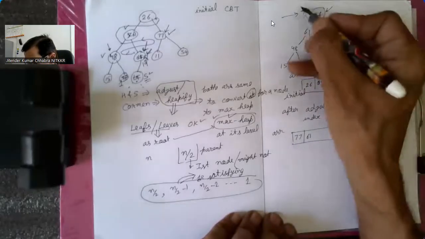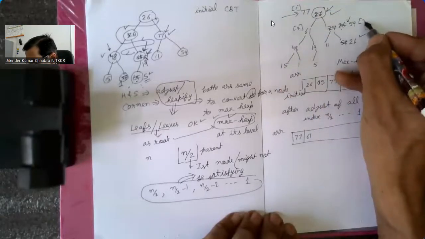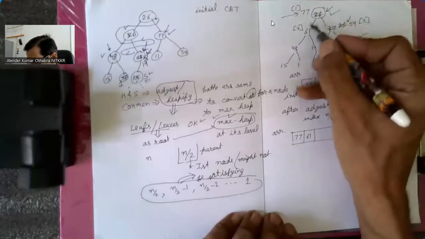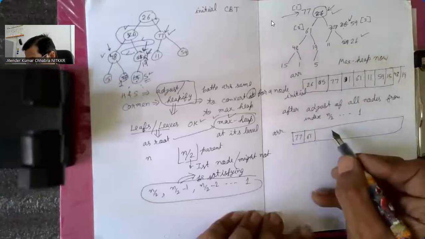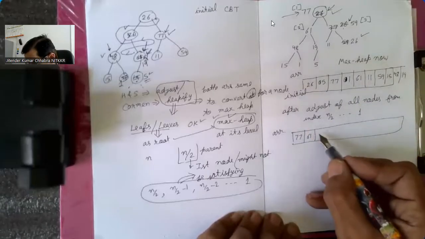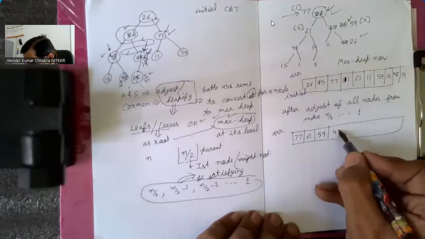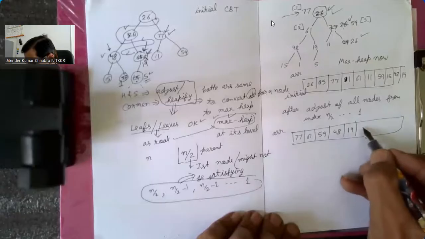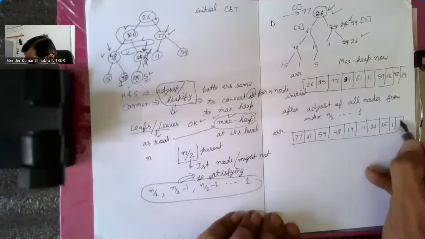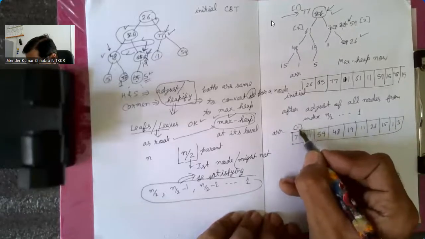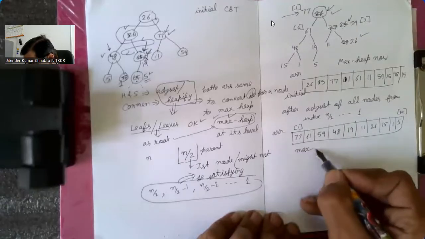Then 61. This is node number 1. This is node number 2. This is node number 3, and so on. 1, 2, 3, 4, 5, 6, 7, 8, 9, 10. Level order traversal. So effectively 77, 61, 51, 59, 48, 19, 11, 26, 15, 1, 5. This is index 1. This is index 10. And it is actually a max heap now.